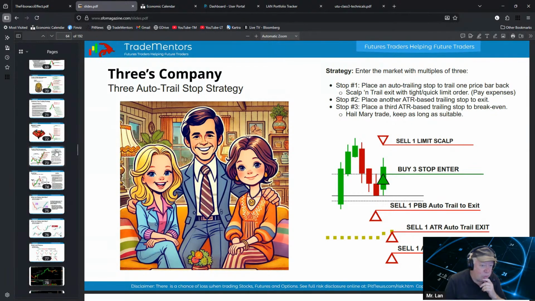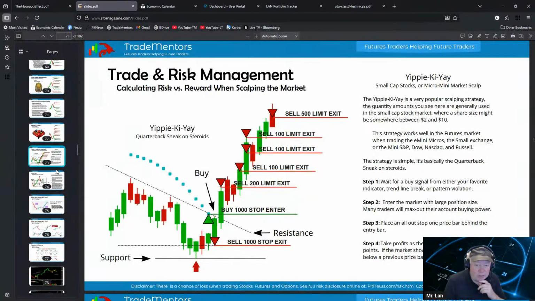There's just lots of ways to do it. Lots of ways to practice. This is called the yippee-ki-yay. So you get in with a lot of positions and take them off all the way up the trend. If you could catch a trend. We couldn't catch a trend today.